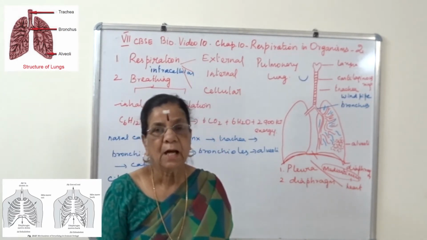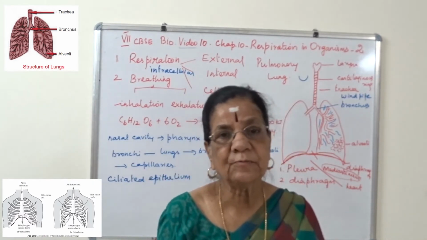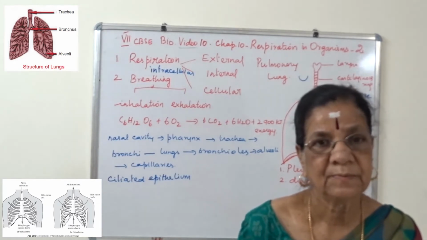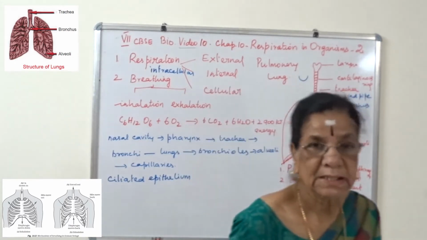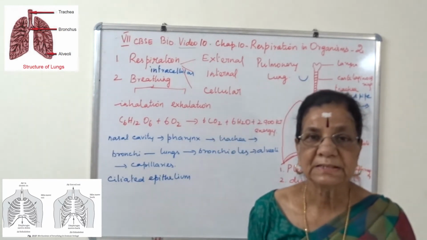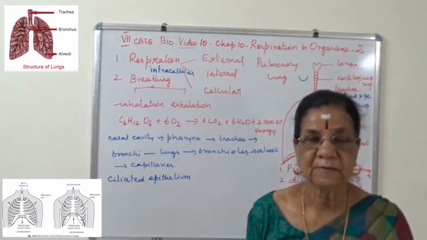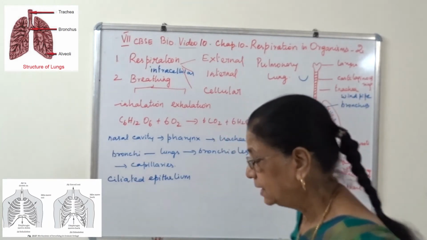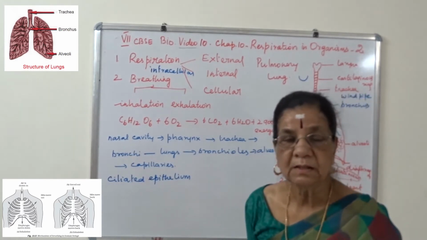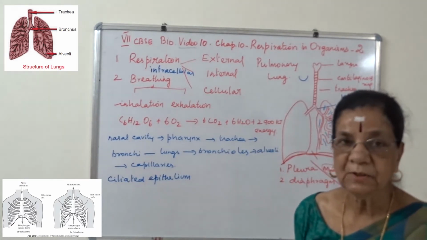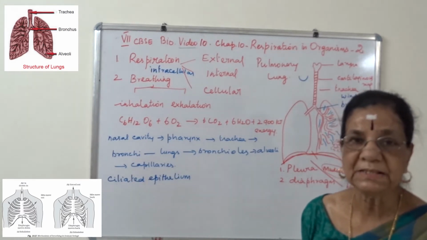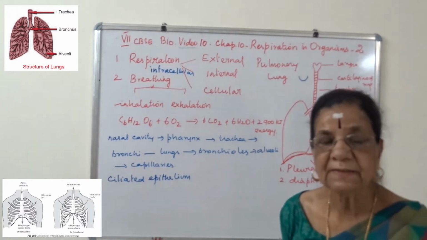It is said about 300 million alveoli are present in human lungs. I hope you follow this. So this is the structure of human lungs. But the alveoli further branch into fine capillaries, as arterioles and venules.